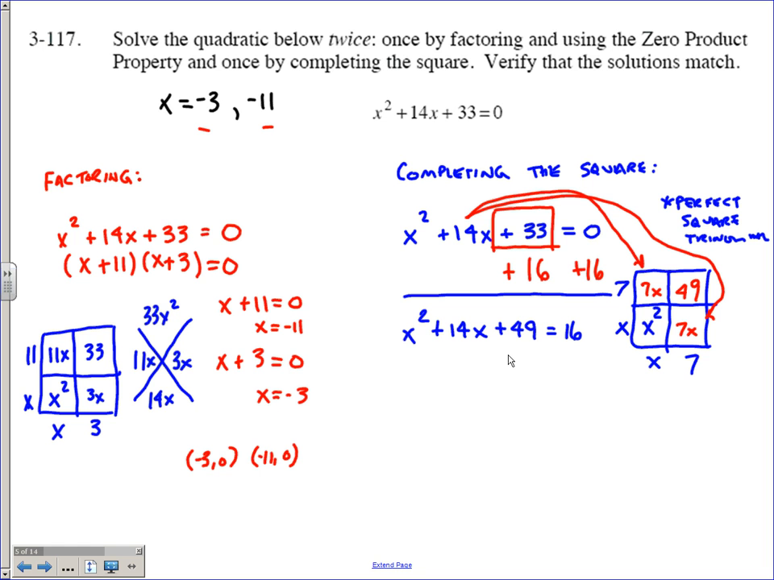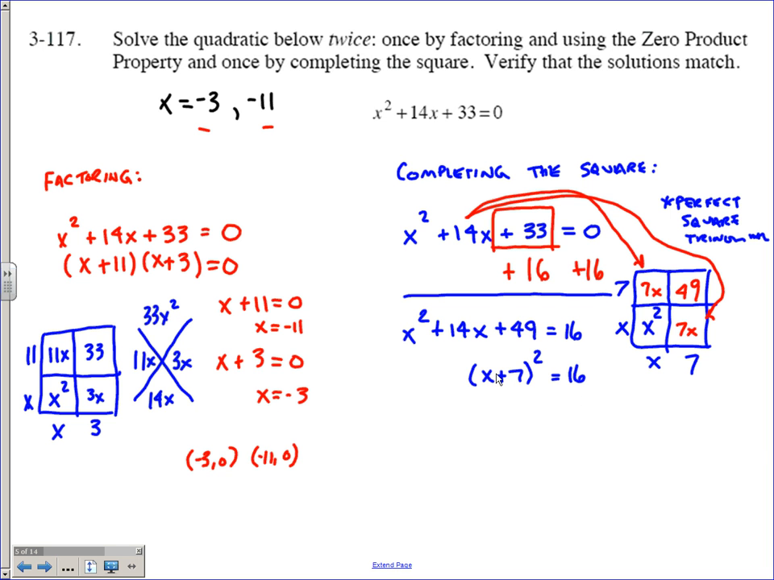Remember, the whole reason we did this, we wanted that perfect square trinomial. Now we have it, and now we can factor it. And the great part is we already did factor it. We know the factors are over here. So this factors into (x plus 7) squared. That's going to equal 16. Now we just need to solve it. Just like on some of the previous problems in this homework today, we've already solved equations that look like this.